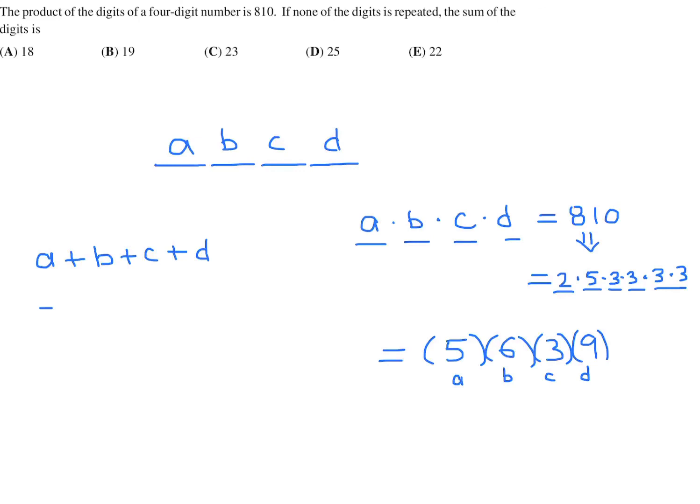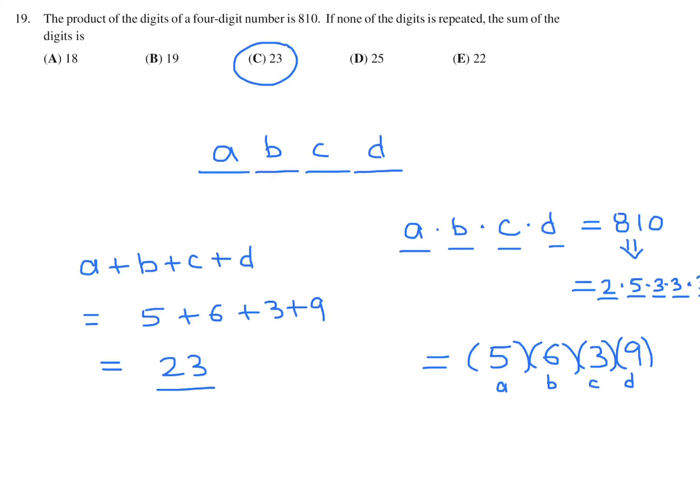And now we want to find the sum. No problem. 5 plus 6 plus 3 plus 9, and that is 23. And this 23 is worn on his jersey by a very famous basketball player. If you know who that is, you can type it in the comments below. So the answer to number 19 is C.